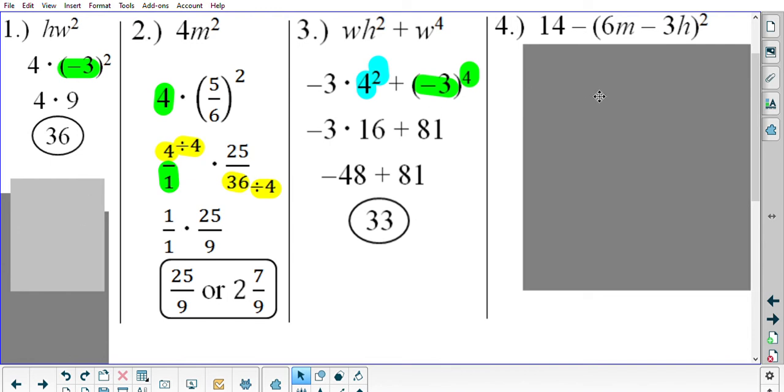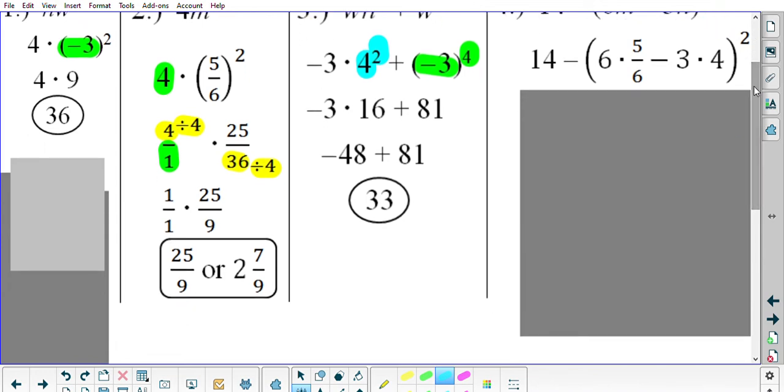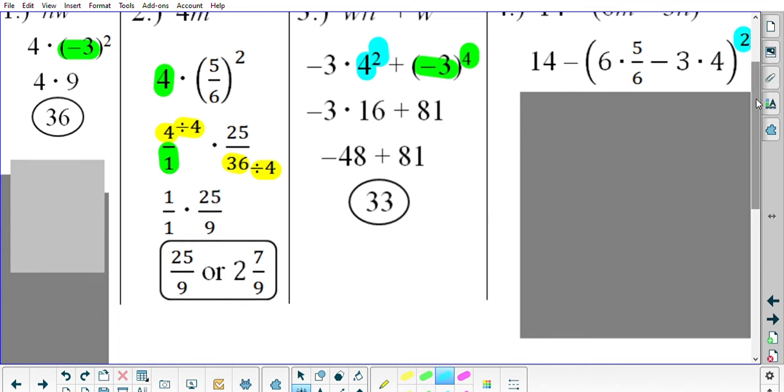Finally, problem number 4, substitution. The 5/6 did not need to be put in its own unique set of parentheses because it was not taken to a power. Notice the exponent of 2 was on the outside of the parentheses, so it must stay there when you substitute it in the next step. Make sure that is outside of the parentheses.